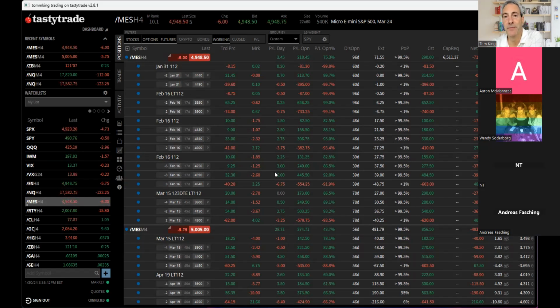I am so anti-news. Even in Discord, you guys post, well, someone's doing this or this is doing this. I try not to even read it. It's like looking at an accident. I can't look away, but I just don't want to know anything about the news. I just want to trade the probabilities of my strategies.